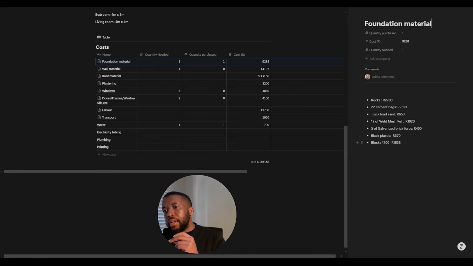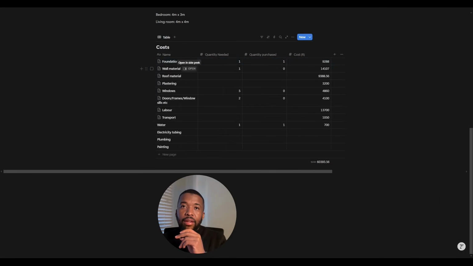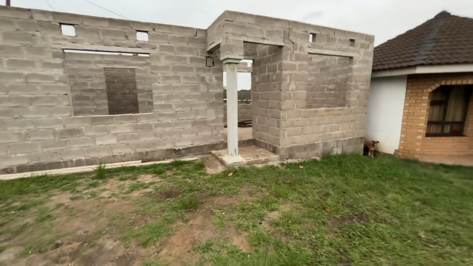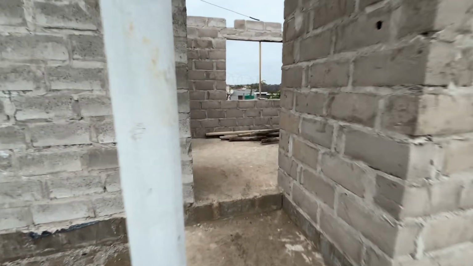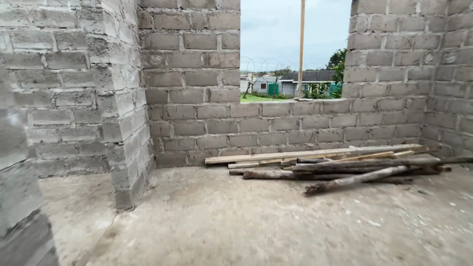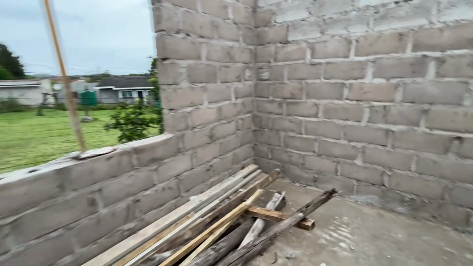Oh, did I buy this? I got 200 blocks. Yes, I got 200 blocks for the foundation. So they used a total of 200 blocks for the foundation, right? And then you've got the wall material. For the wall, I actually spent about 14,000 rands.